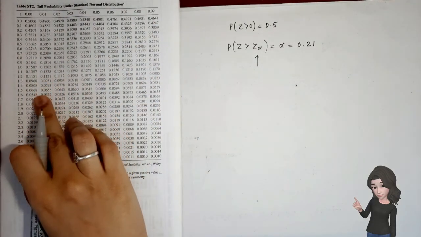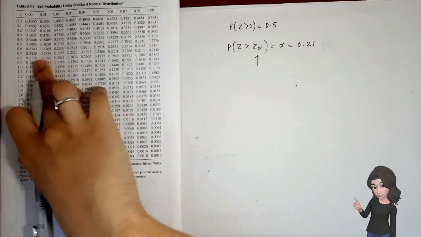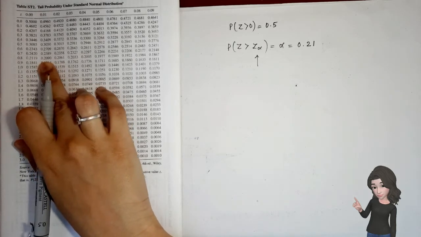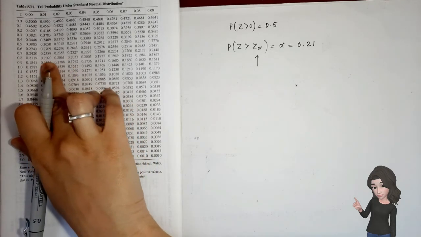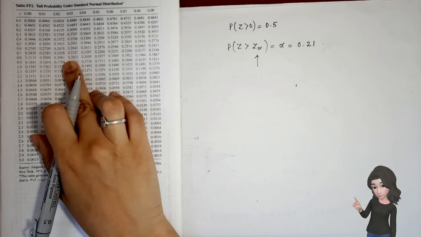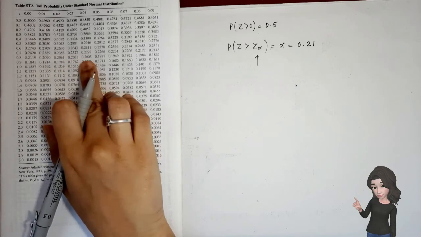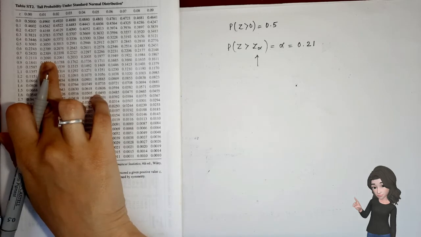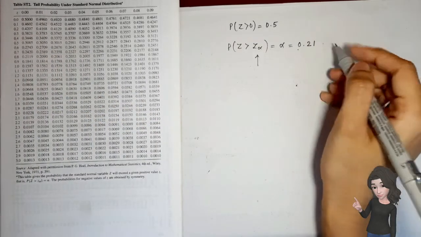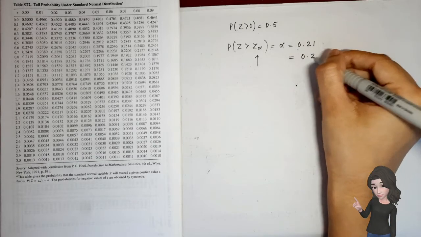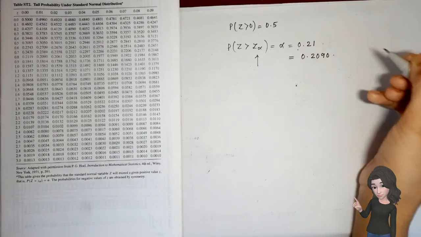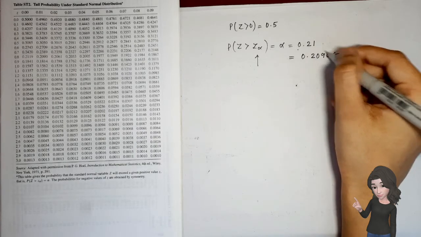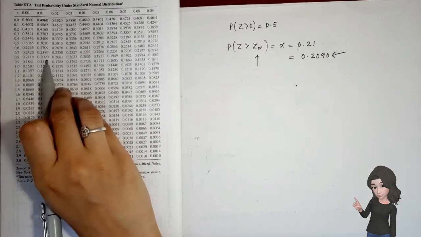If I search for the value 0.21, coming to this 8th row I can see the values 0.2090, 0.206, 0.2033, 0.2005, etc. From here, the value much nearer to 0.21 can be taken as 0.2090. I find this value much nearer to 0.21 on rounding.